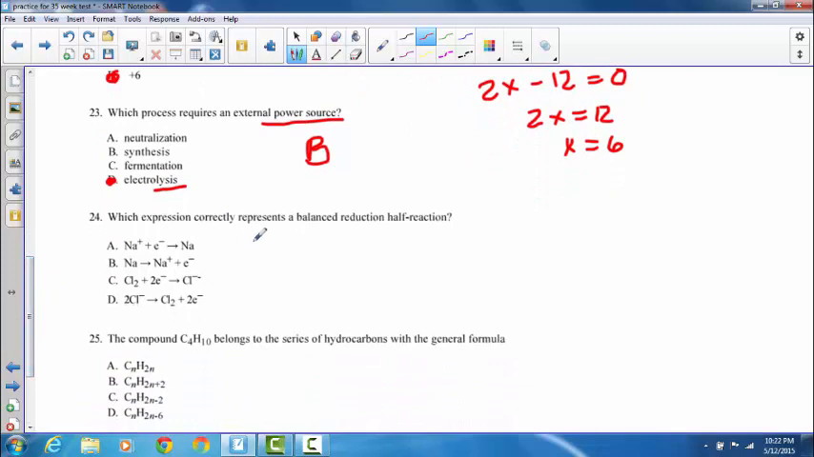All right, last question here for today on redox review. Which expression correctly represents a reduction half reaction? Reduction is gaining those electrons, so right away B is showing the loss of electrons and D is showing the loss of electrons. I want to balance out my charges. Here I have a +1 and a -1, and that's equal to 0, so that is correct. Here we have -2 on this side and only a -1 on this side. That is not equal, so that cannot be our answer.